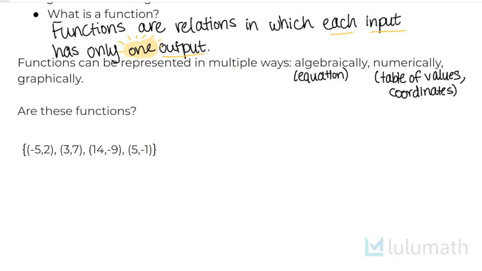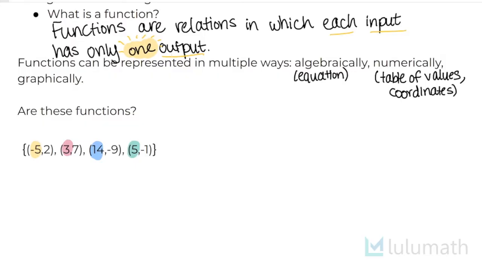So I want to know if the following relations are functions or not. I have to look at each input that I see here, and I want to see, does each input have only one output? My first input is -5, and it has an output of 2. Then I have an input of 3, which has an output of 7. Then I have an input of 14 with an output of -9. And then lastly, I have an input of 5 with an output of -1.